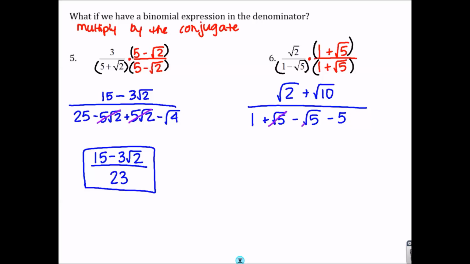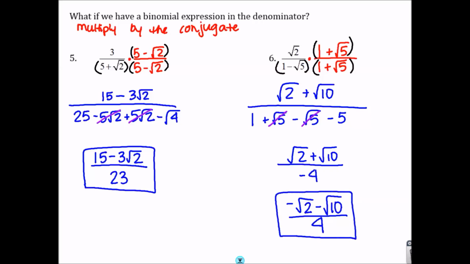Now, the positive square root of 5 and the negative square root of 5 cancel out. And we end up with square root of 2 plus square root of 10 over negative 4. Now, usually we don't have negatives in the denominator either, so I'm going to switch the sign of everything in this fraction and end up with negative square root of 2 minus square root of 10 over 4. So in general, you should not have negatives in the denominator.